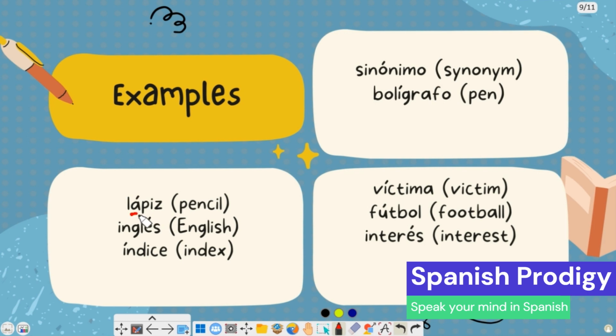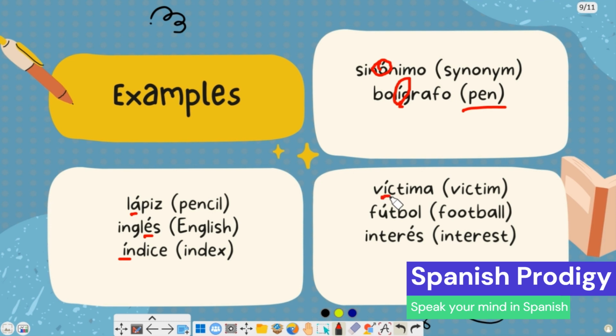Lápiz. Here you should put stress on the accent part. Lápiz means pencil, and then inglés means English. The stress is placed on the accent part, and then índice means index, and then sinónimo. Sinónimo means synonym, and then bolígrafo. Bolígrafo. The stress is placed on the I, which has an accent mark here, which means pen.